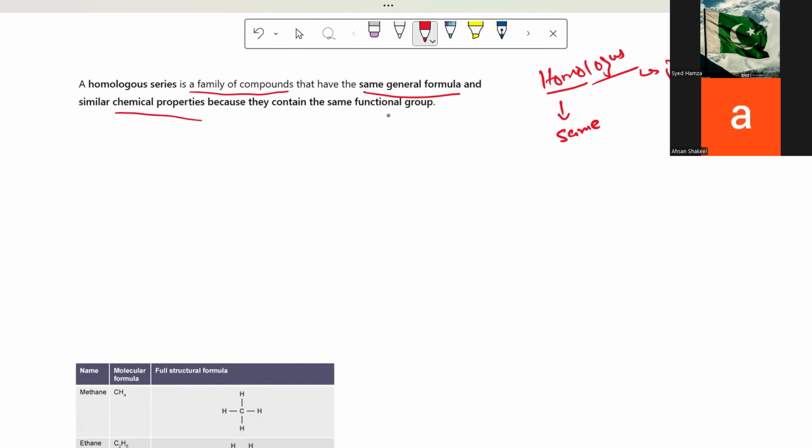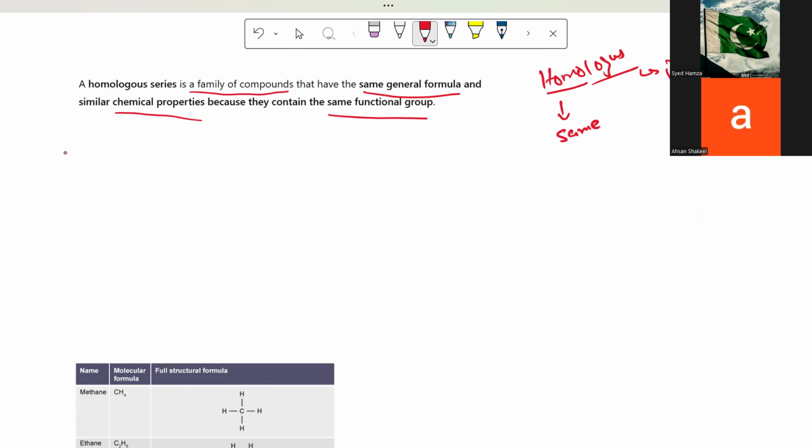This really means that you're going to have different families of organic compounds, and all of those families will have certain properties or general formulas that are going to be common throughout their series. You'll understand what this really means. So from this definition, let's first try to understand what the idea of a functional group is.